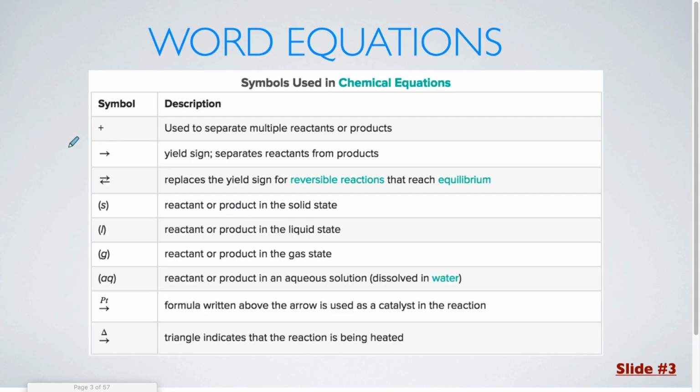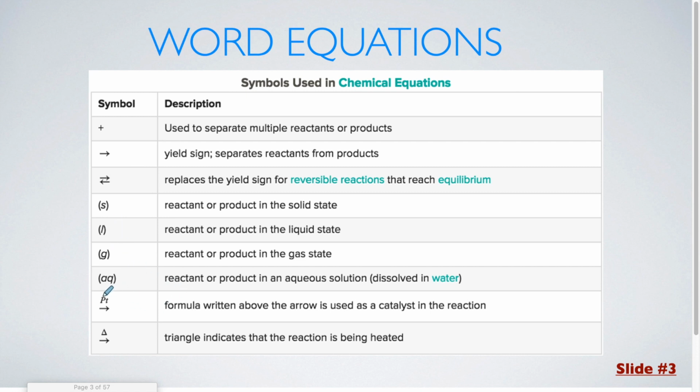For word equations, you're going to be using each of these symbols within your chemical reactions. A plus sign can be used to separate either multiple reactants or multiple products from one another. An arrow is used to show the transition from the reactants to the products. If you have a double-sided arrow, that could show that a reaction is reversible and that it reaches equilibrium. We're not going to be using any examples with reversible reactions. You have your phases of matter, so solid, liquid, gas, and aqueous.